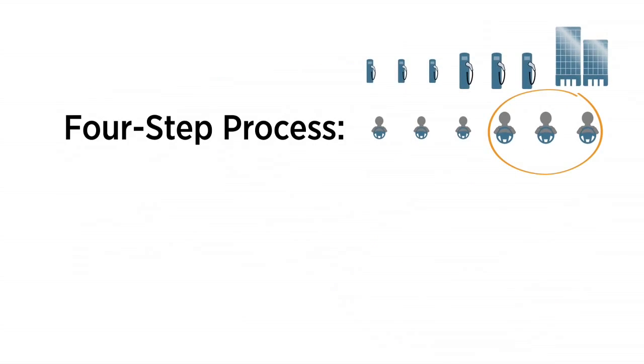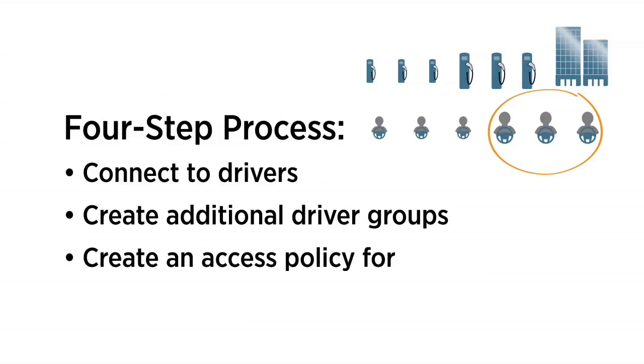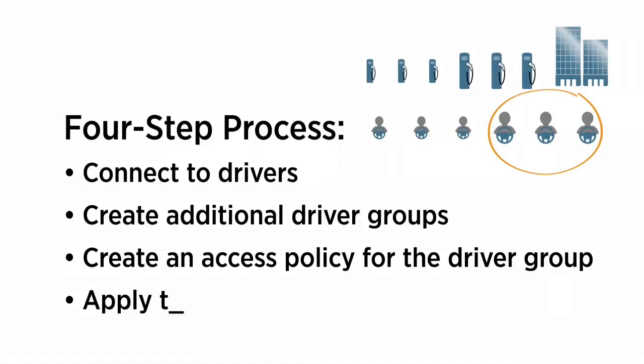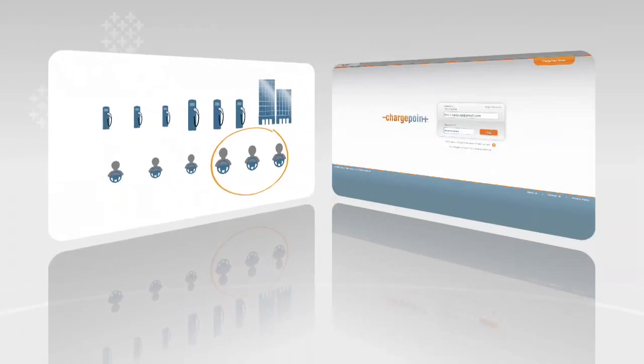Controlling access is a four-step process. First, we connect to drivers. Then, we create additional driver groups if necessary. Next, create an access policy that includes the appropriate driver groups. Then, we apply the access policy to the stations to which we want to control access. Now, let's walk through our scenario of setting up some stations so that only employees can use them.